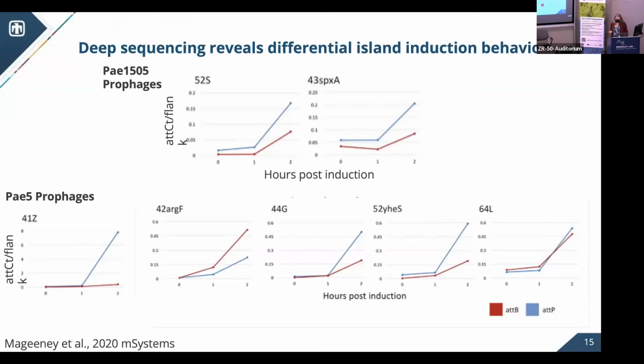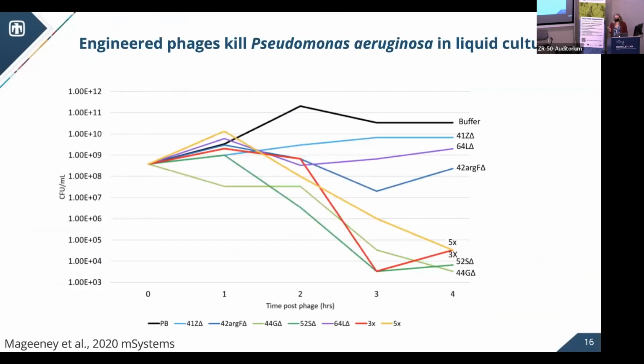We then took these prophages, and because we wanted to use them in a therapeutic application, we deleted the integrase genes, so they were no longer capable of integration. Then we did some common tests for killing ability. We first tested them in liquid culture. We did all of the phages on their own, and then 2 phage cocktails. Compared to phage buffer alone, they all had a killing effect on Pseudomonas aeruginosa.